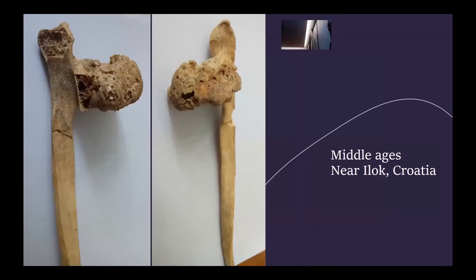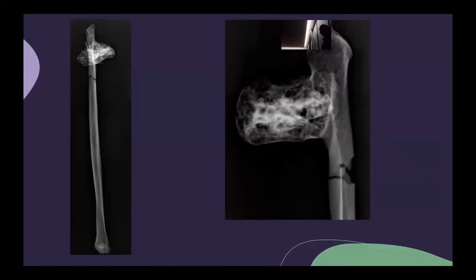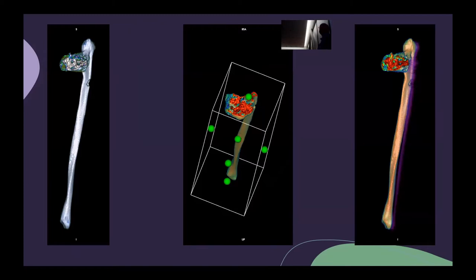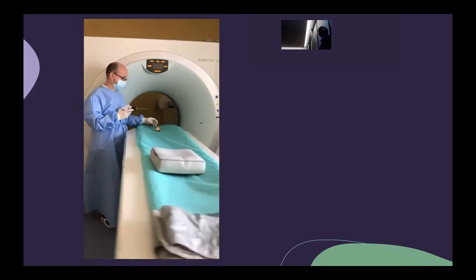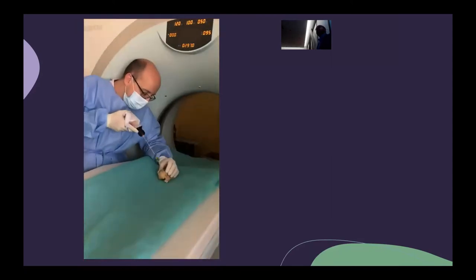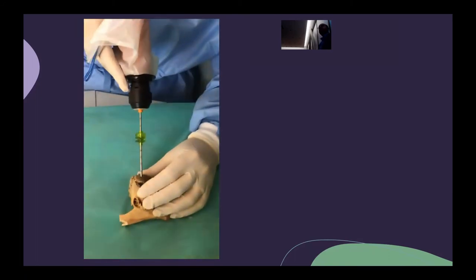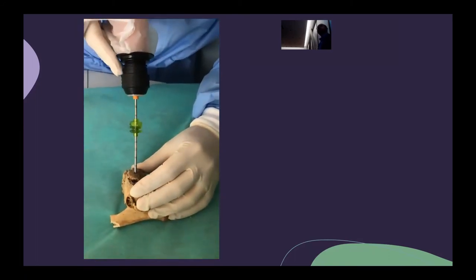Here I would like to present the next thing we did. This is Mario's sample from the Middle Ages near Ilok. We can clearly see, based only on X-ray, an osteochondroma near the head of the fibula. We can do all sorts of reconstructions on CT. Here we have images that Igor did at the Faculty of Medicine with a resolution of 18 micrometers, with this final reconstruction. The same principle is used here. We insert the coaxial needle, and with another needle we take the sample; here we have 1 centimeter, 2 centimeters.